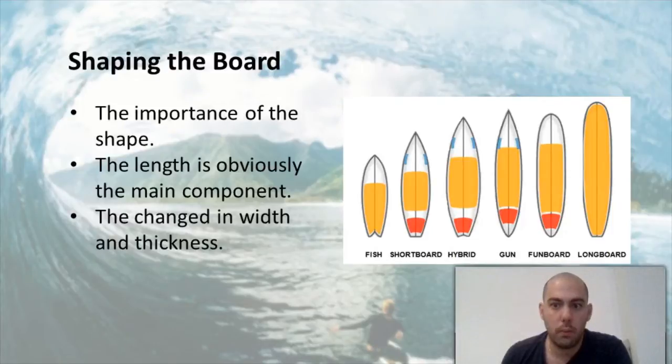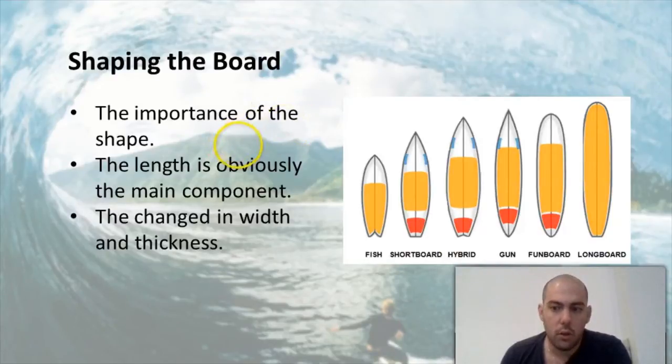One of the main components is the length. There are three main lengths for a surfboard. The longboard is the longest, above 9 feet long. The second is the hybrid or funboard, between 7 and 8 feet. The third is the shortboard, less than 7 feet long. The longer the board, the easier it is for the surfer to catch a wave. This is why the longboard is for beginners in the field.